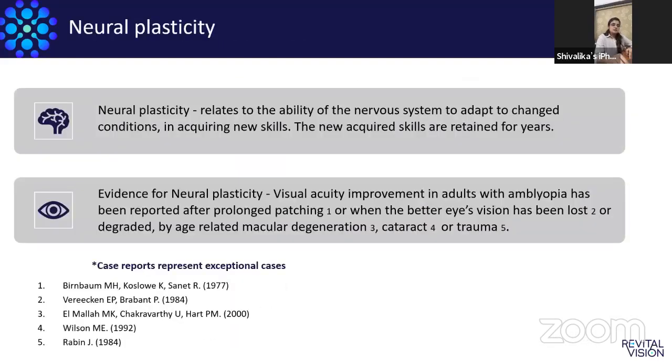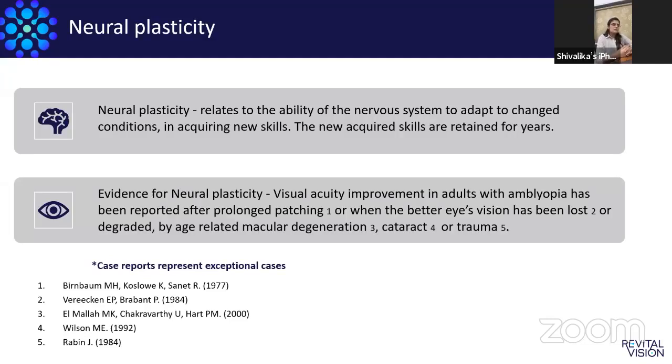Third is neural plasticity, the third scientific building block of Revital Vision. It was believed years ago that neural plasticity is present only until a certain critical age. We all understand what neural plasticity is: the ability of our nervous system to adapt to changes and to acquire new skills, basically for our brain to form new neural connections at a certain critical age.